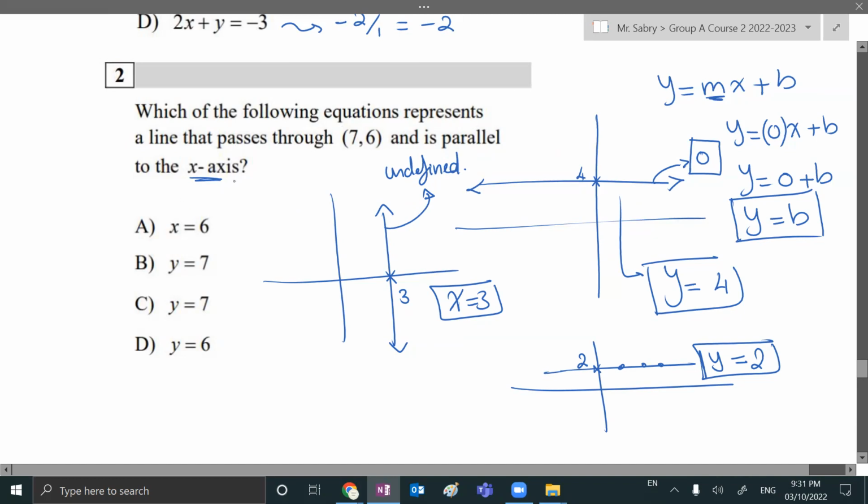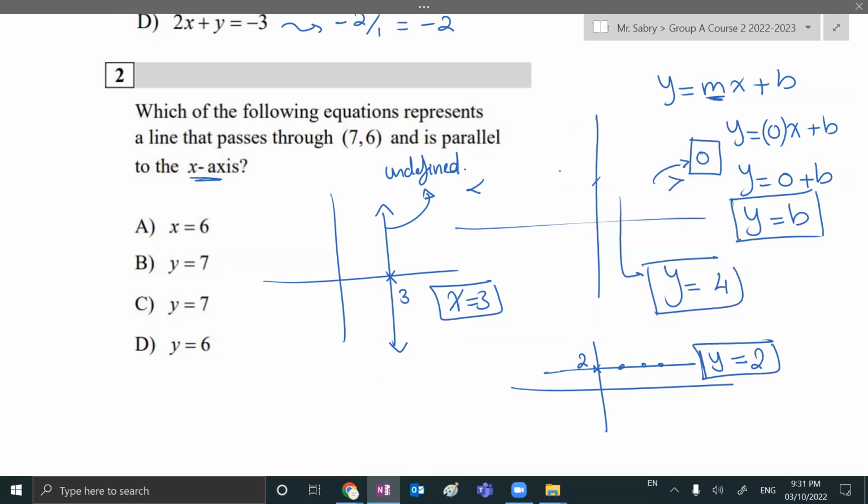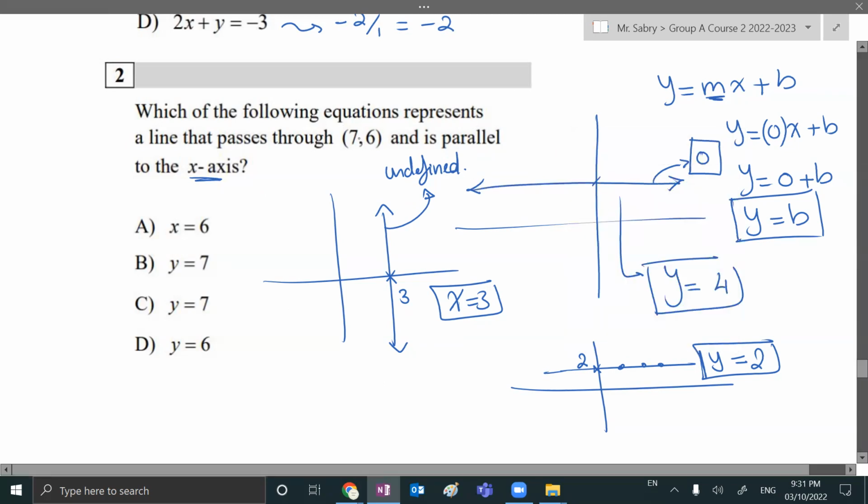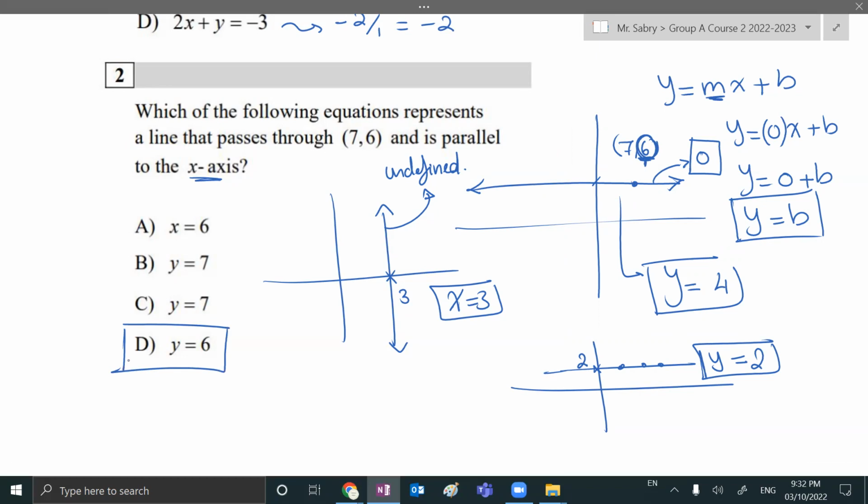If a line is parallel to the x-axis, then this means that the line is just like this one, for example. Now it passes through the point 7 and 6. So there's a point here, 7 and 6. So what do you think the equation of it will be? I just used the y coordinate and I say that the equation must be y equals 6. It doesn't matter at all what x is. What matters is the y only, because the line is already horizontal.